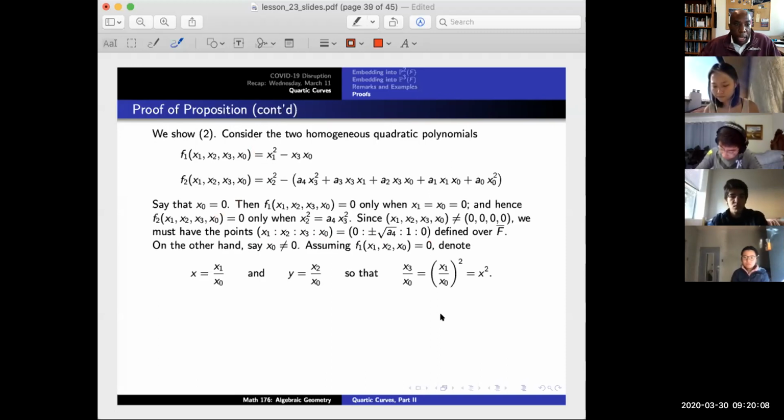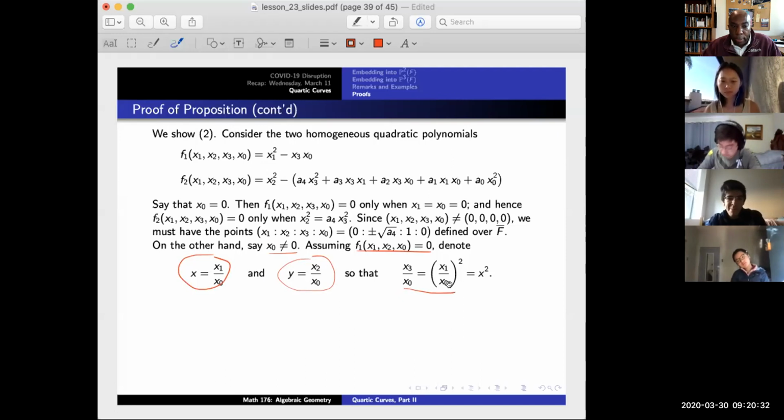Now, what about the other case, where maybe x0 does not equal 0? So again, I want to ask what happens when I set f1 and f2 equal to 0. So if we assume that f1 is 0, then we're going to make a substitution here. So let's first define x as this, and we'll define y as this. So then, of course, because f1 is 0, this means that x3 over x0 has to be x squared.